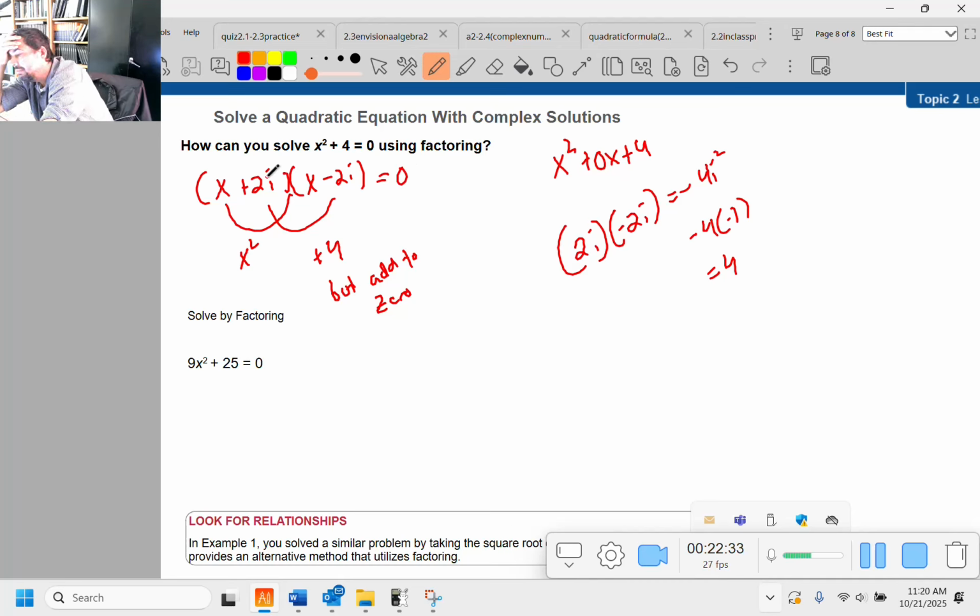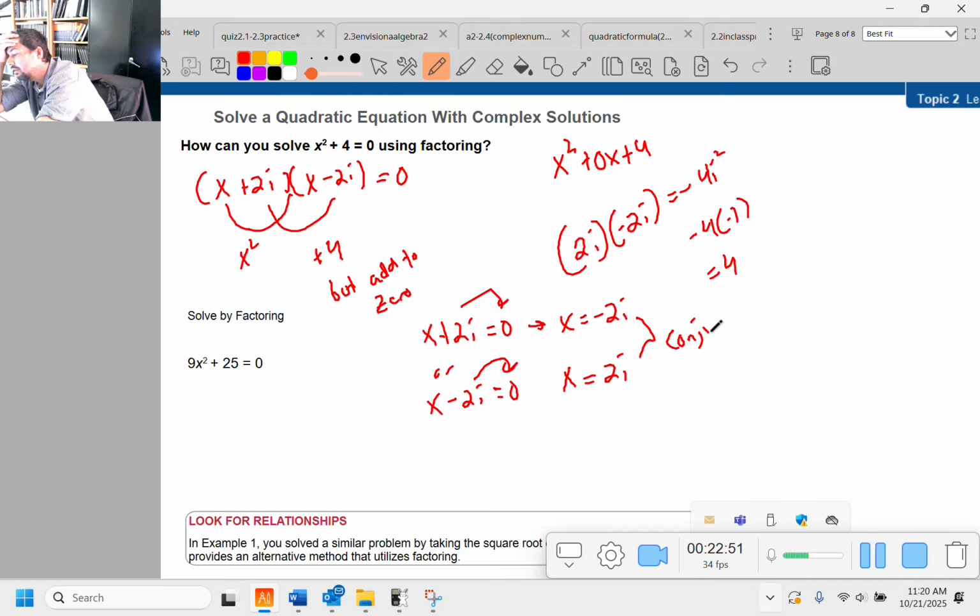So now we're going to use ZPP, zero product property. X plus 2i is a 0, or x minus 2i is a 0, both one-step equations. This would tell me that x is -2i, and this would tell me that x is +2i. And again, notice that these are conjugates. Imaginary numbers always occur in what we call conjugate pairs. All right, you having fun yet?